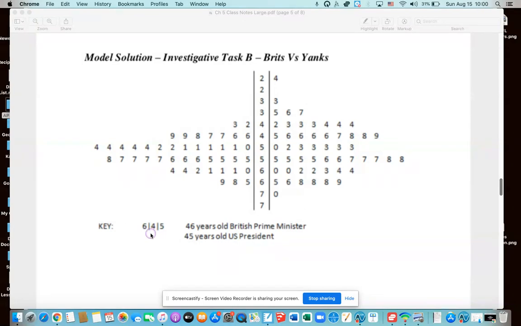You can see the key here. It says 4 and then 5 on the right. That means 45 years old for a US president. And then 4 and 6 on the left. That's 46 years old for the British Prime Minister. So these numbers are British Prime Minister ages, and this is the ages of the US presidents. So how to read this? Well, you've got a 24, so a 24-year-old US president. If I go here, I have maybe a 56-year-old British Prime Minister. Okay, so that's how you read it.